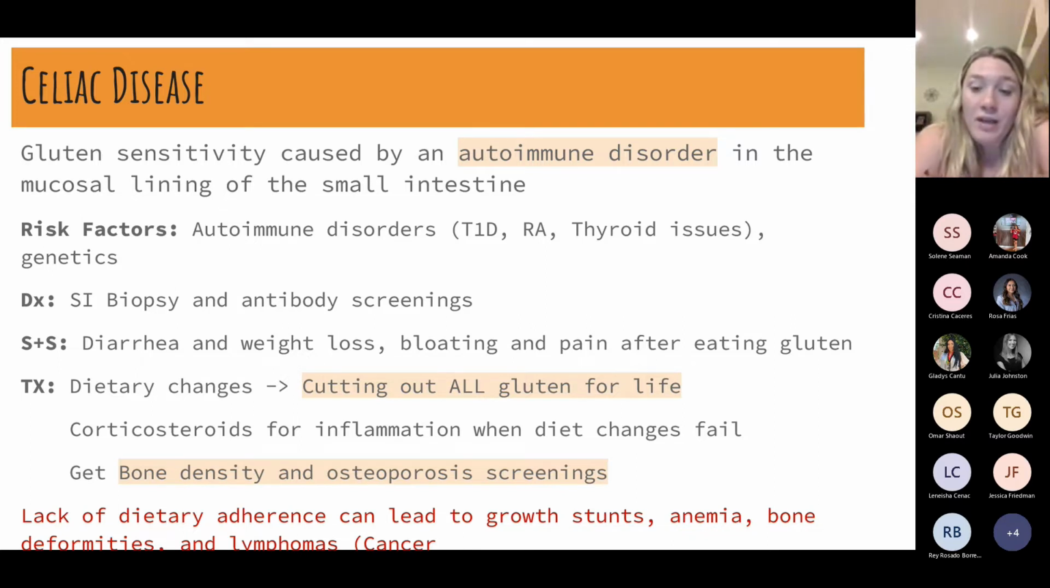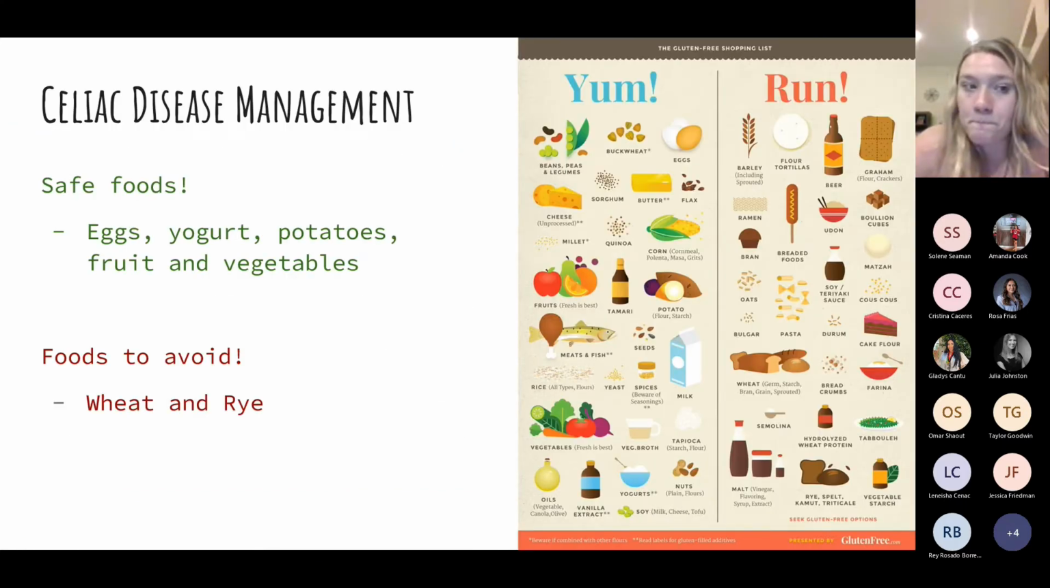Unfortunately, the only way to treat this is by removing all forms of gluten, all forms of wheat, all forms of rye, all of it. We're going to cut it out, and we have to cut it out for life. If my diet changes fail, I can also give them some corticosteroids, but keep in mind with that, I really want to make sure I get bone density and osteoporosis screenings. We really want to focus on dietary adherence because there are lots of negative complications associated, specifically with cancer.